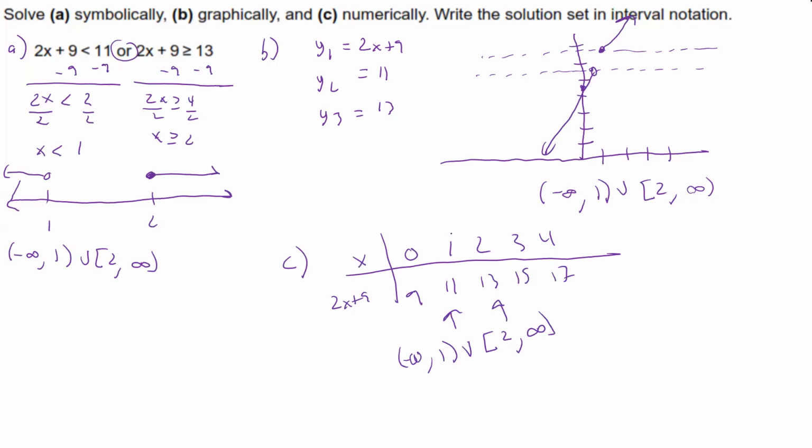So we're going from this point where it's an open circle to this point where it's a closed circle. Again, due to the closed circle and open circle. So that was kind of symbolically, this is kind of graphically, and this is numerically.